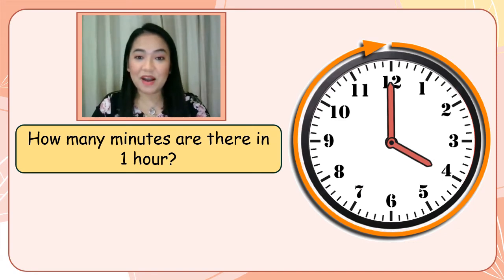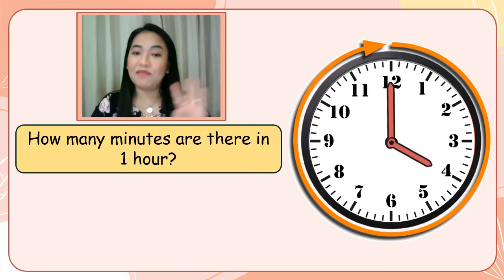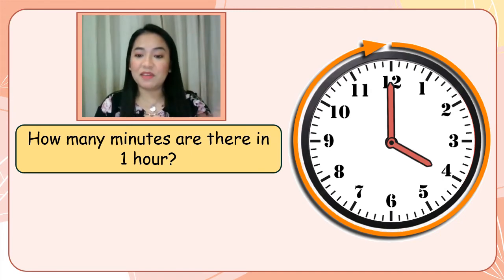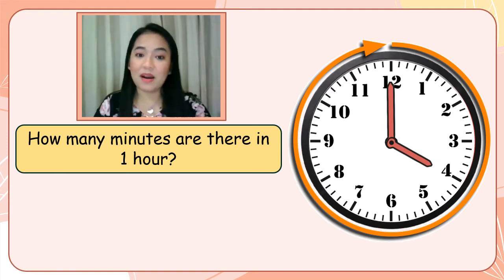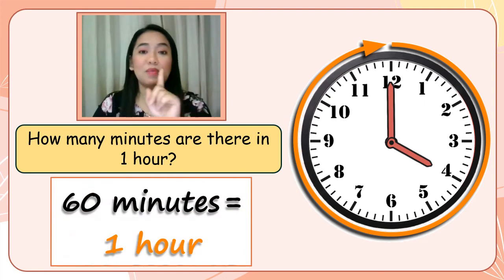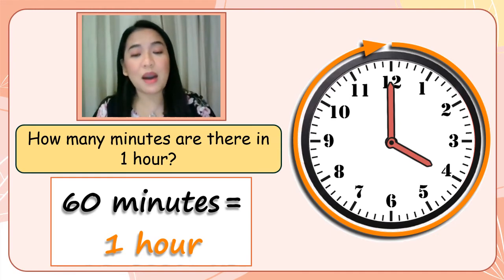There you go. Now, what time is it? Yes, 4 o'clock. From 3 o'clock to 4 o'clock. That's 1 hour. So, how many minutes are there in 1 hour? Very good. There are 60 minutes in 1 hour. 60 minutes is equal to 1 hour.